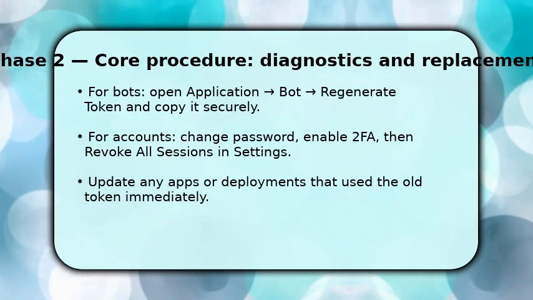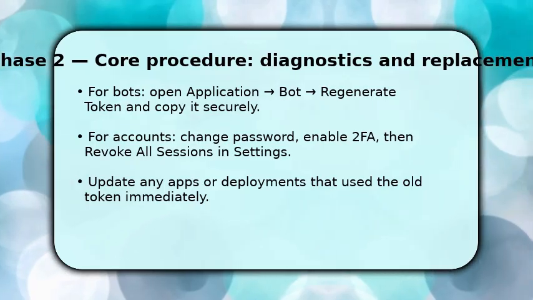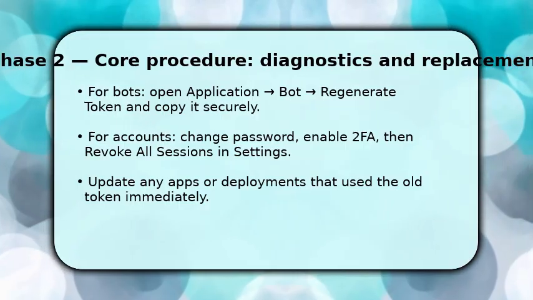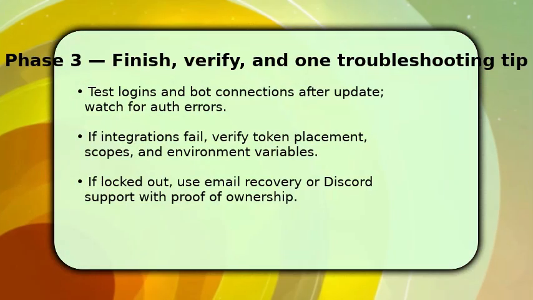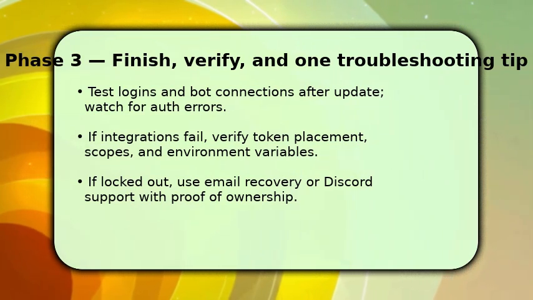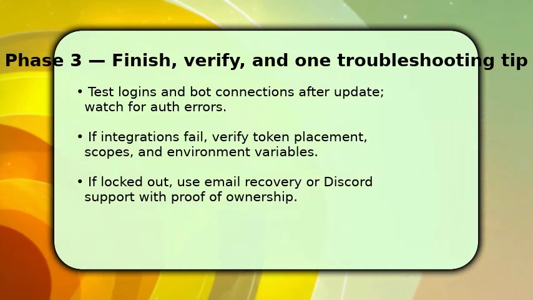Once done, update every integration and deployed app with the new token. Make sure automated deployments do not fall back to the old secret. Finish by testing every login and connection. Run the bot and sign in as the user to confirm successful authentication.